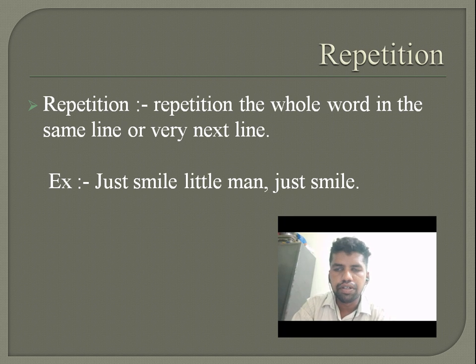Repetition. There is a very thin line between alliteration and repetition. In the case of alliteration, there is a repetition of the initial sound, and in repetition, there is a repetition of the whole word in the next line or the same line. Example: little man, just a smile, just a smile. So the repetition of the same word in the same line or next line, that is the speciality of repetition. Repetition of the whole word is repetition, and repetition of the initial sound is alliteration.